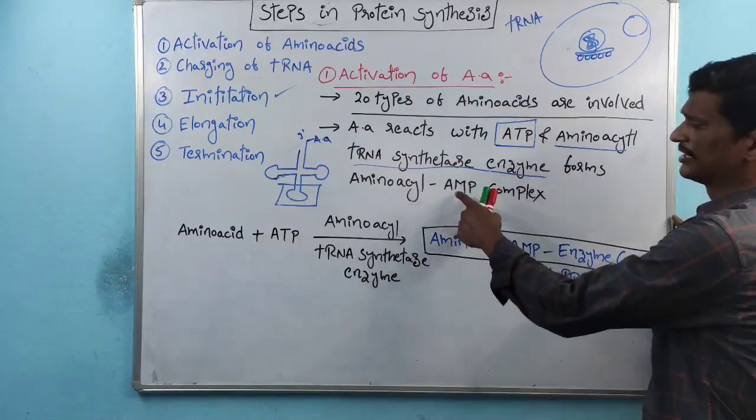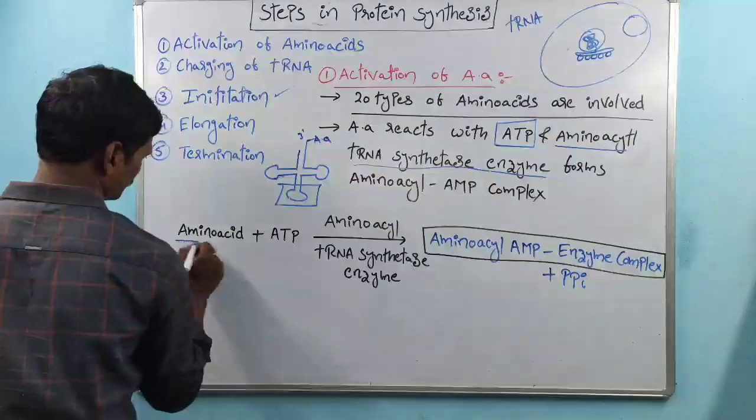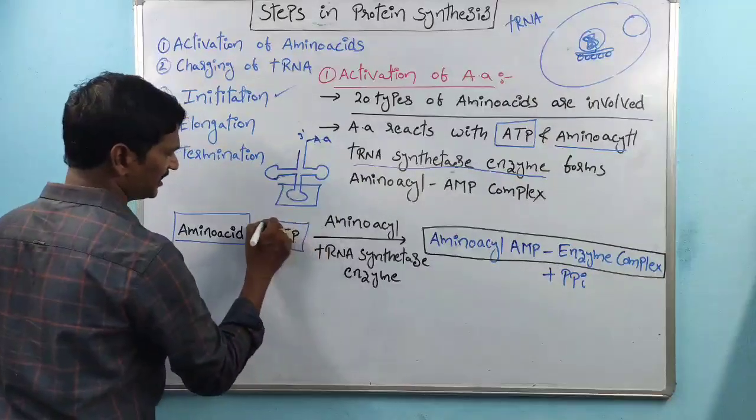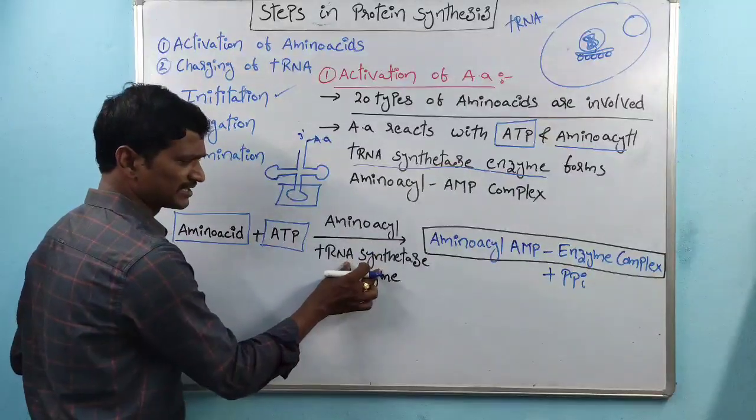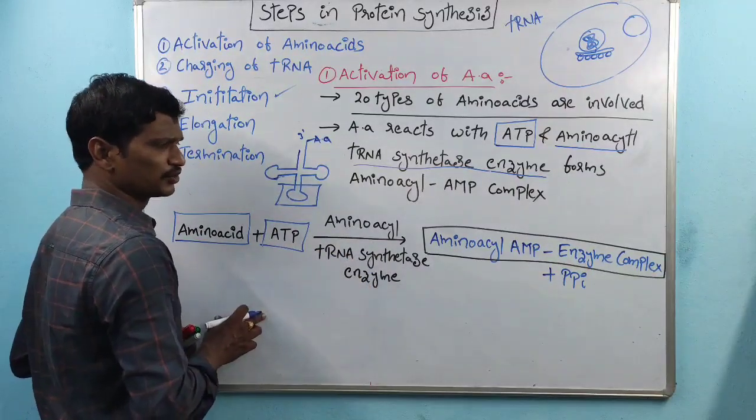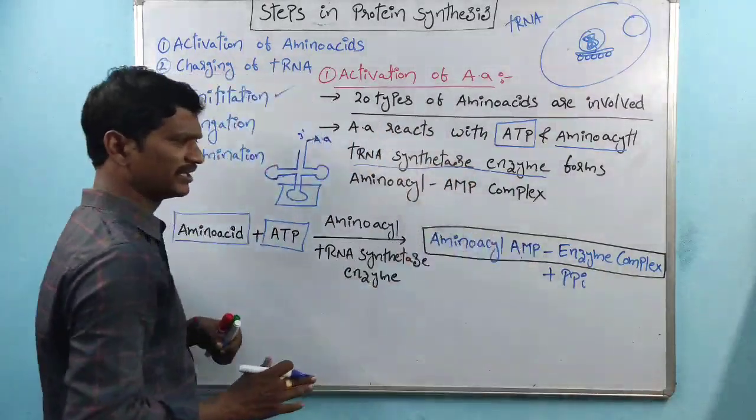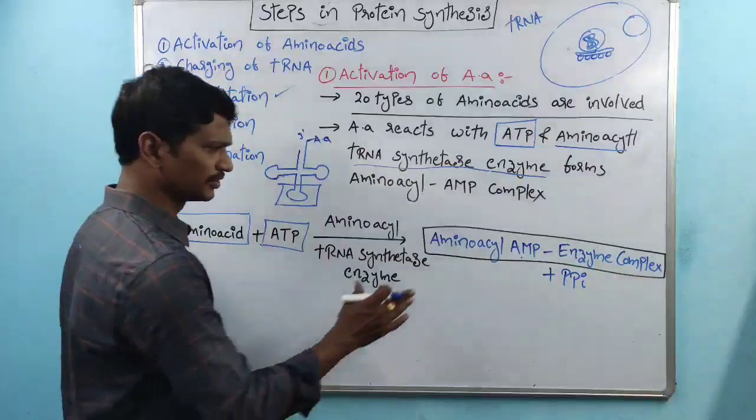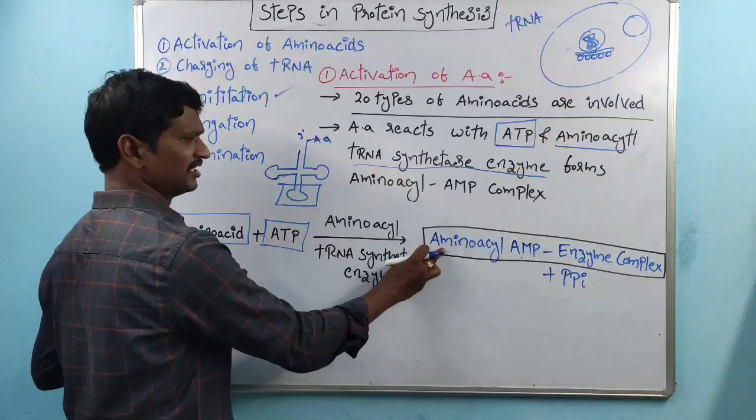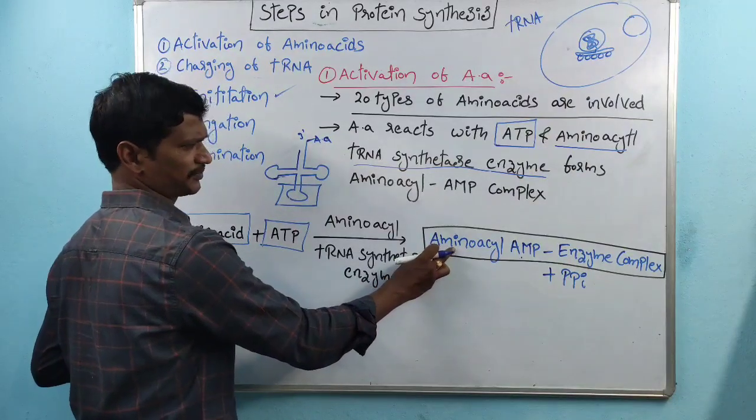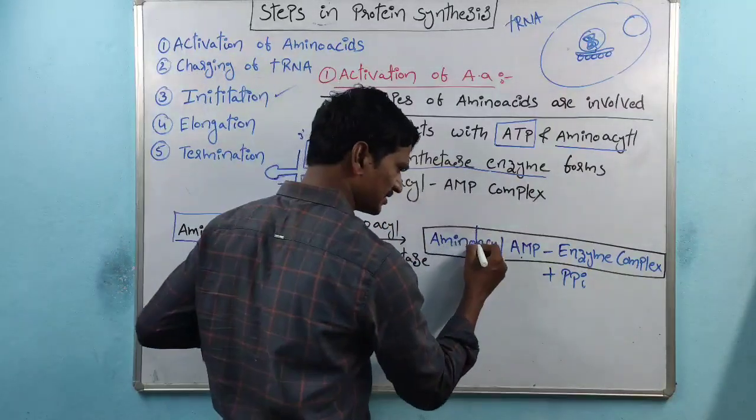Amino acid AMP complex means the amino acid and ATP interact in the presence of the amino acid tRNA synthetase enzyme. So how many components are present within this complex? One is the amino acid, and the next one is AMP. The next one is the enzyme. 3 components are present.